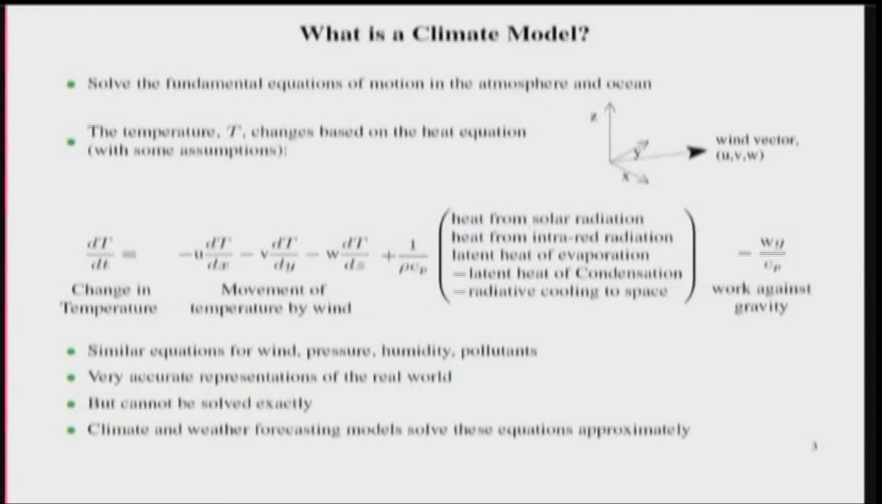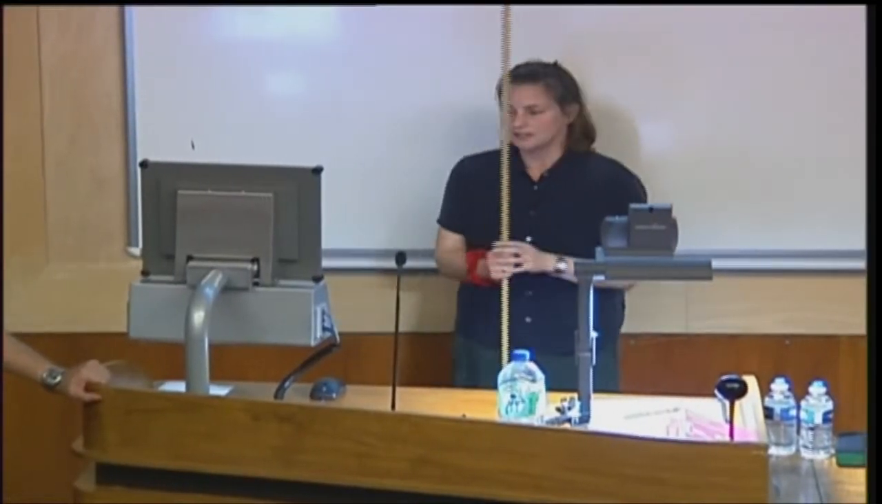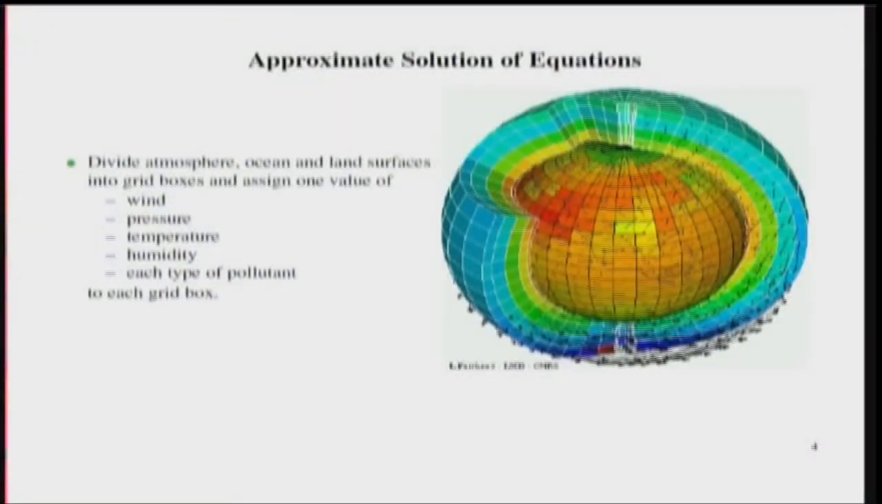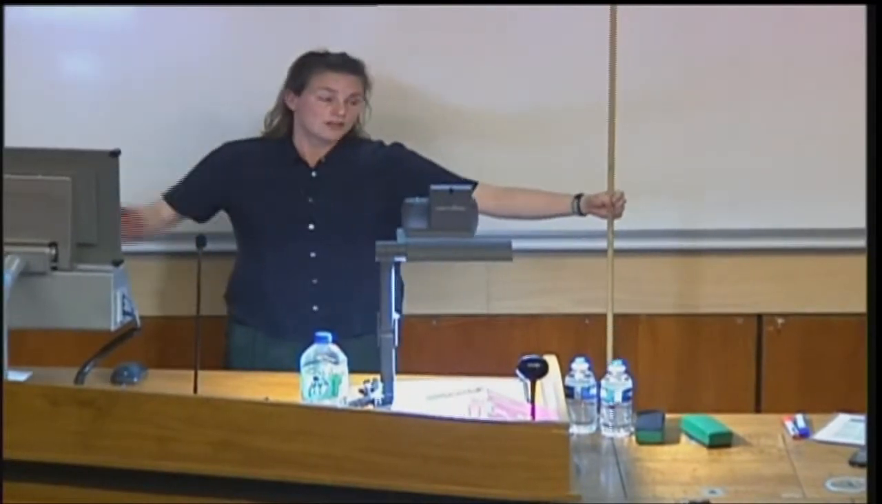So how do they solve them approximately? This is the crucial part that so many applied mathematicians work on. The simplest way of describing the atmosphere is that it is split up into a very large number of grid boxes, over all of space and throughout the depth of the atmosphere. Each of those grid boxes has just one value of wind, pressure, temperature, humidity, and each type of pollutant, which is clearly not accurate because if one grid box is, say, 100 kilometres, the wind is not constant throughout that grid box, but these kind of approximations have to be made.